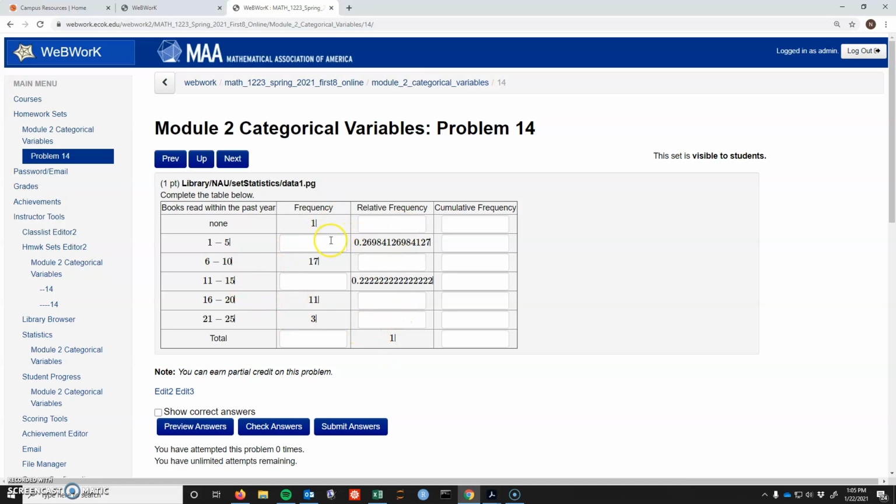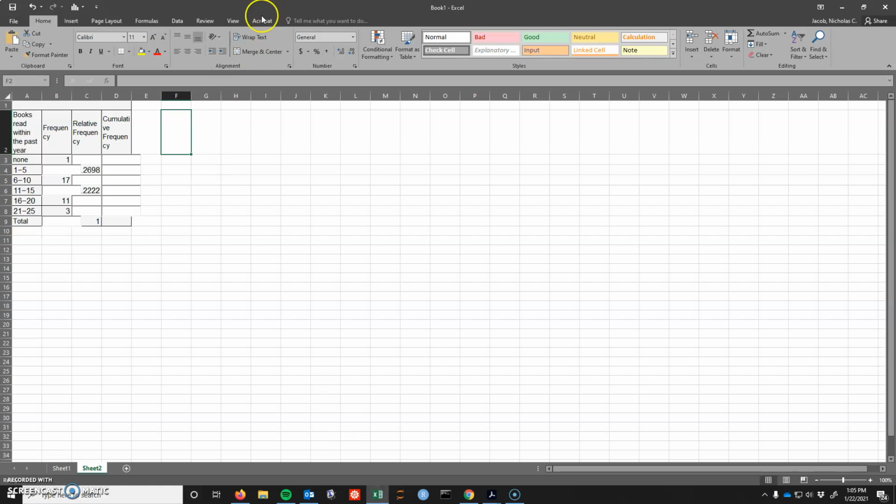Fortunately, what I've done is I haven't given you that, but I have given you the relative frequency on these ones, but I haven't given you the actual frequency. So I took my data and brought it over to an Excel spreadsheet here. What I'm going to do is create a little ratio. I'm going to add all the ones that I know.